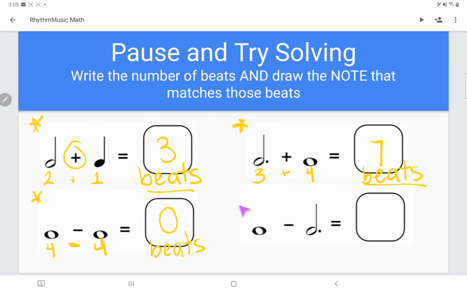But my last whole note is not being subtracted from another one. So what I have here is a dotted half note. Remember, that's worth 3 beats. And it's being subtracted from a whole note, and I was just talking about how my whole notes are worth 4. So what I'm left with is just 1 lonely beat.